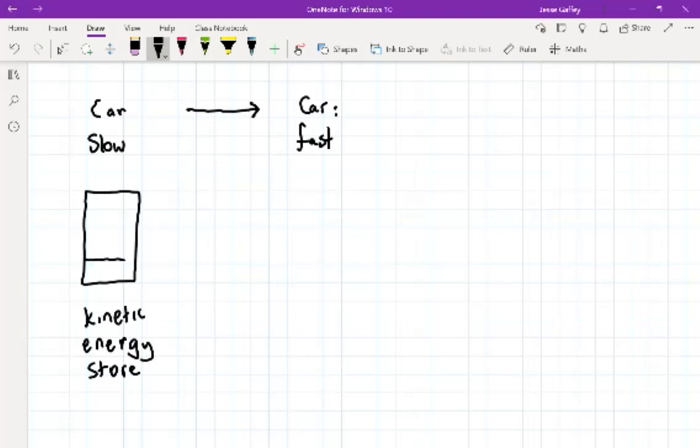Now again, when the car is going slow, it still has some energy in its kinetic store because it's still moving. It's going slow, but it is moving. And when we speed up, when we put the accelerator down, we add more energy to the kinetic energy store. So now it has more energy in its kinetic energy store. So it's the same idea, it's another energy store, but it's to do with movement. So that's the kinetic energy store.